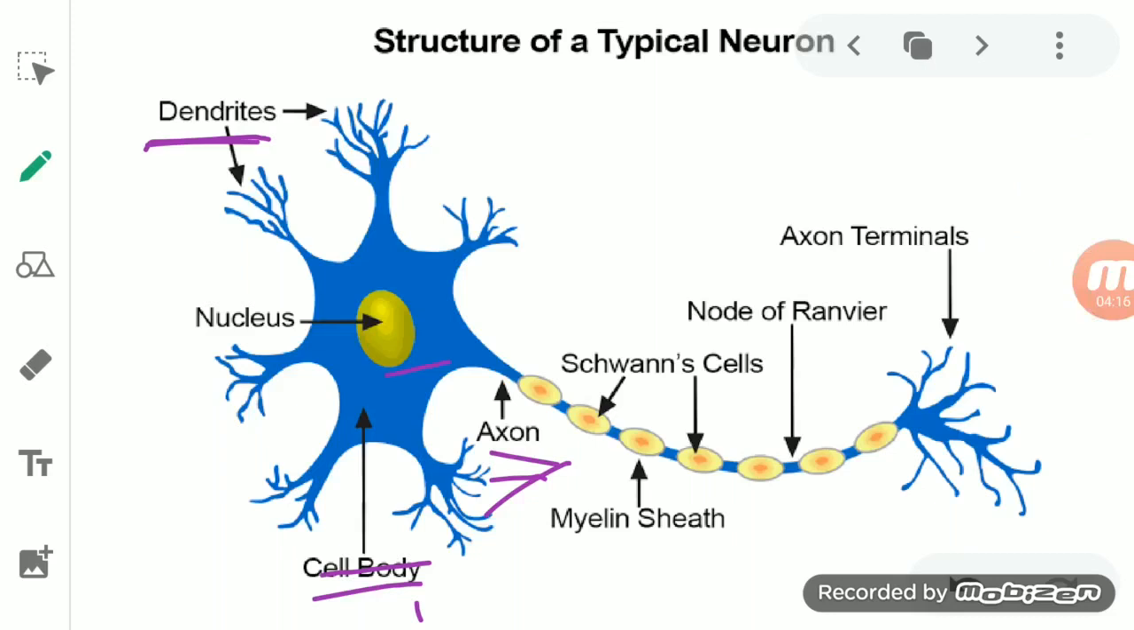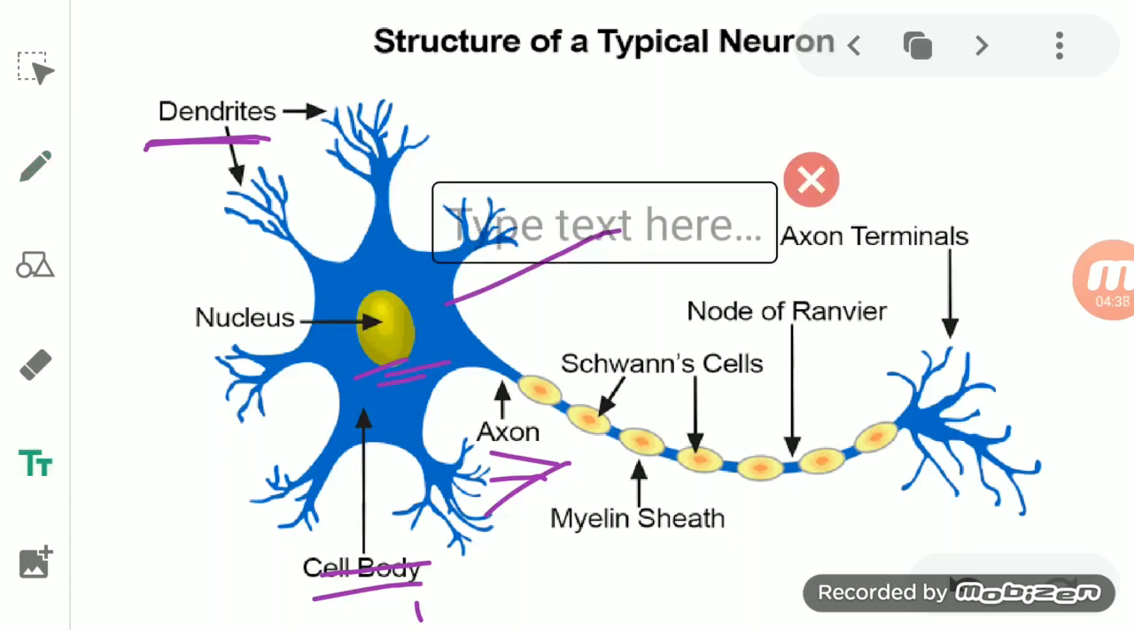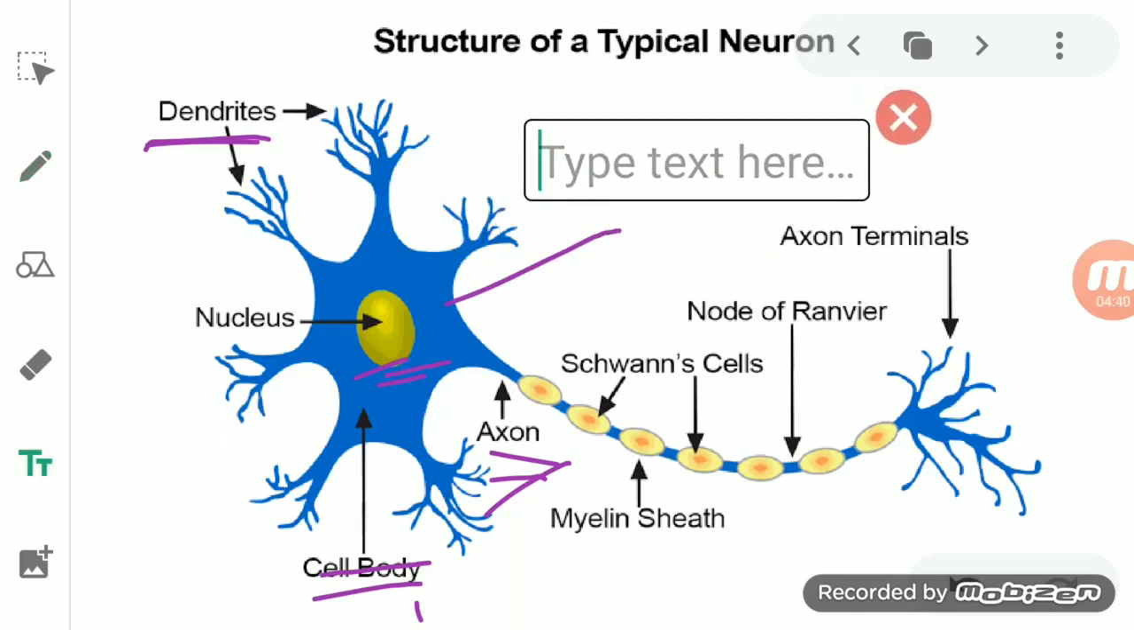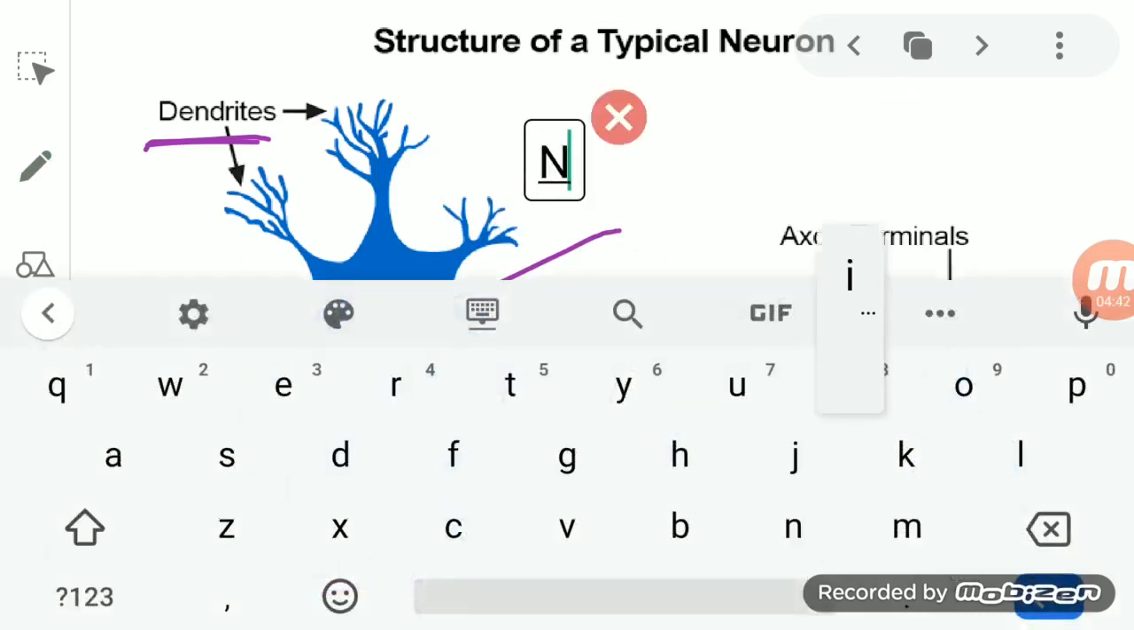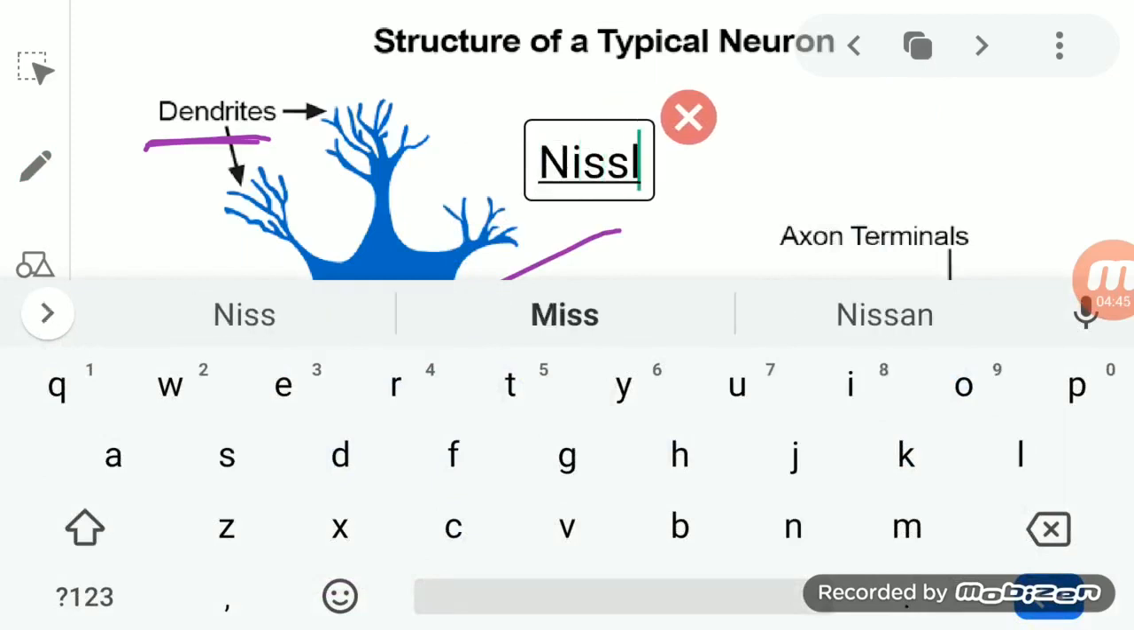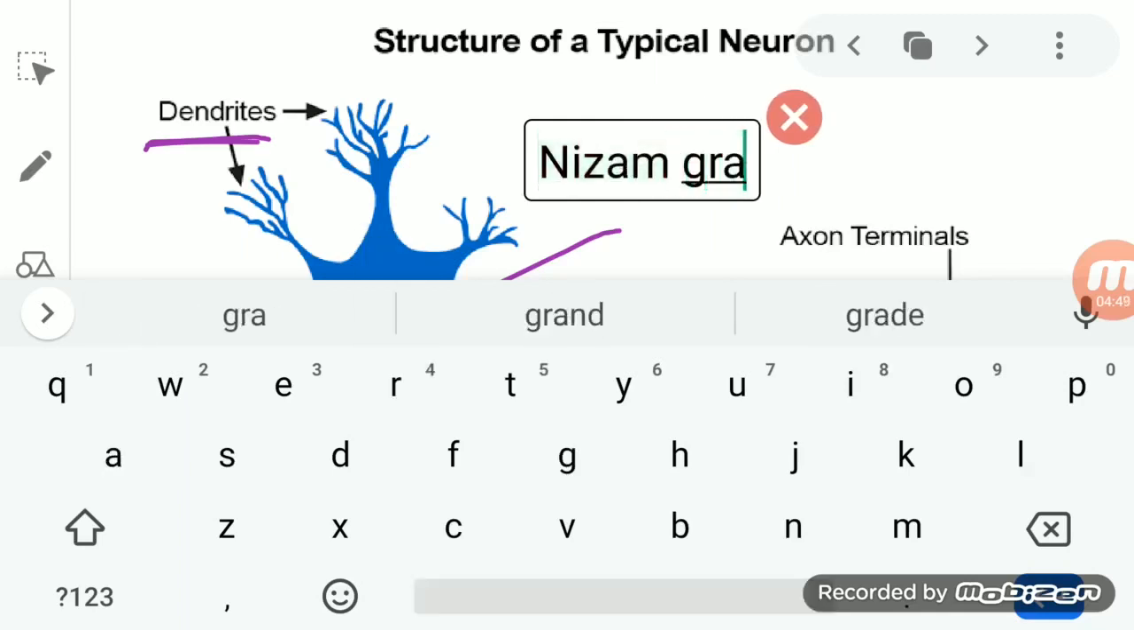So the central nucleus is present in the cell body, and not only the nucleus, it also consists of cytoplasm. The cytoplasm consists of stained particles, and these stained particles are known as Nissl's granules.